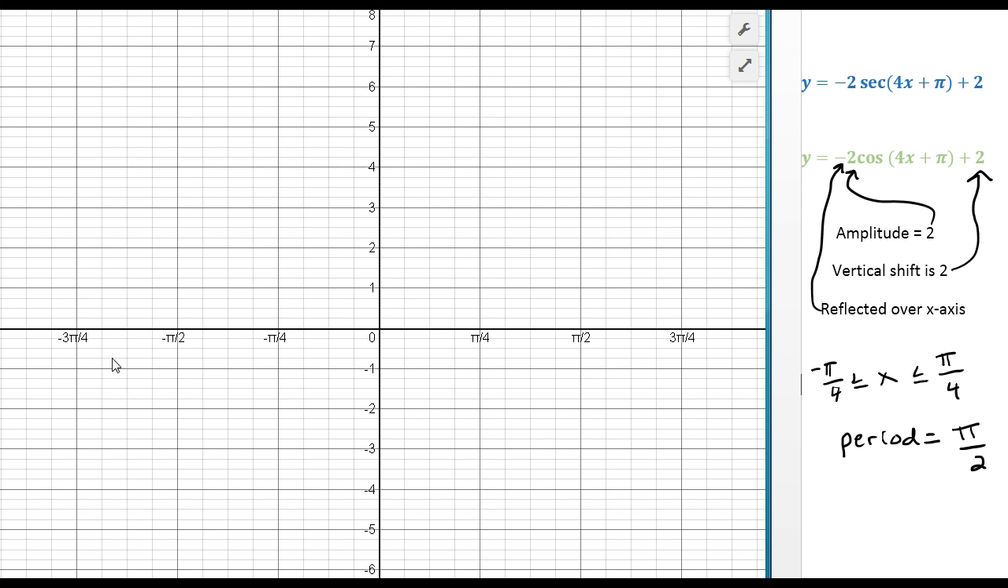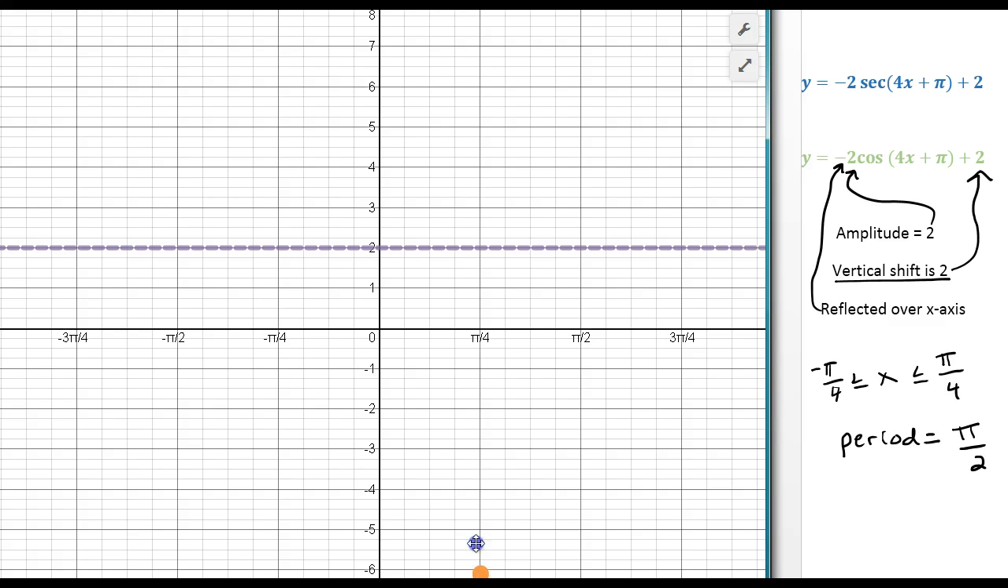But before I even start doing that, I need to take into consideration this vertical shift. If I have a vertical shift of 2 units, that means my oscillating line is now going to be the line y equals 2 right here, instead of y equals 0. Everything is shifted up 2 units. So I'm going to have to use this as my oscillating line.